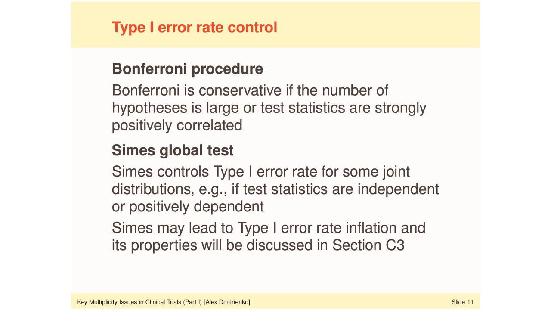The Simes test controls the type 1 error rate for certain joint distributions. For example, when the hypothesis test statistics are known to be independent or they are positively correlated, and we will go much deeper into this in section C3. The Simes test may potentially lead to type 1 error rate inflation, but in general, as I'm going to explain to you later in this module, it actually behaves reasonably well, and we will talk about its properties in much more detail when I introduce Simes-based multiple testing procedures, such as the Hochberg and Hommel procedures.